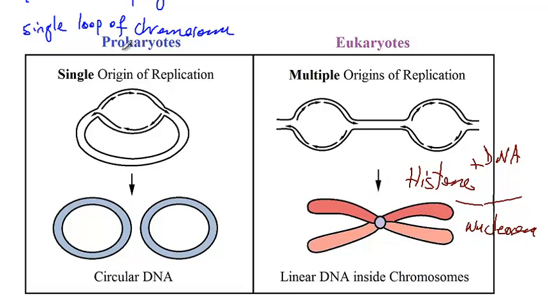The other difference is that during replication, prokaryotic DNA has only a single origin of replication that will go all around and create two separate circular DNA. Versus eukaryotic cells, they have multiple origins of replication. So they start from multiple areas and start replicating DNA.